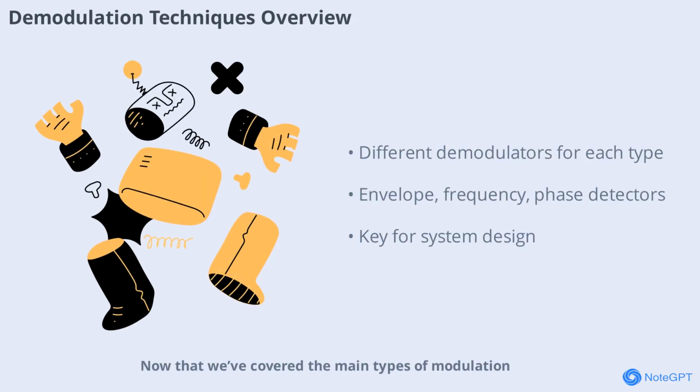Now that we've covered the main types of modulation, let's look at the corresponding demodulation techniques. Each modulation type requires a specific demodulator to recover the original information. For example, AM signals use envelope detectors, FM signals use frequency discriminators, and PM signals use phase detectors. Understanding these techniques is crucial for designing and troubleshooting communication systems.